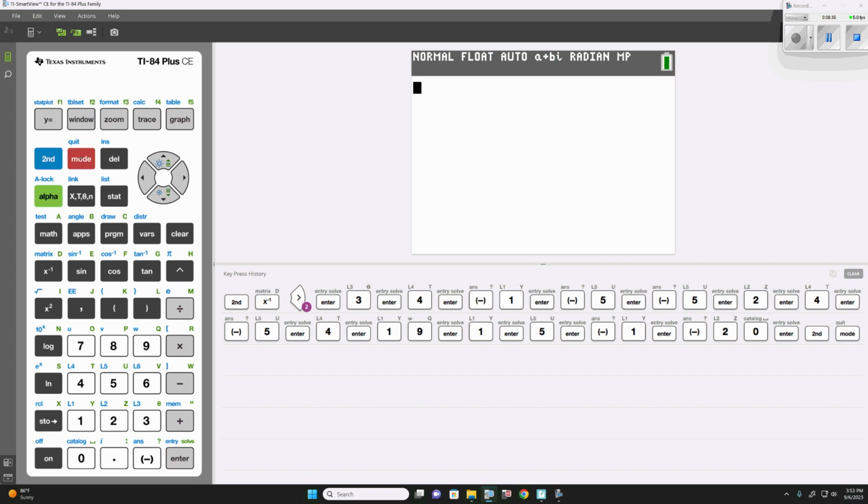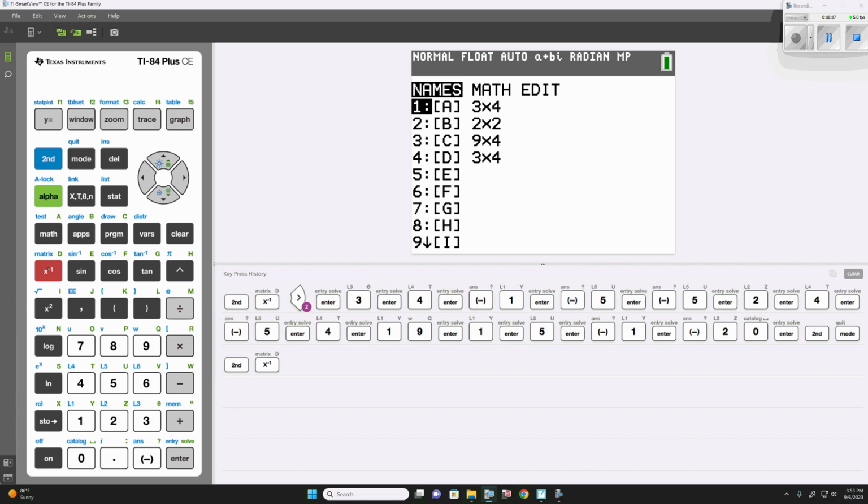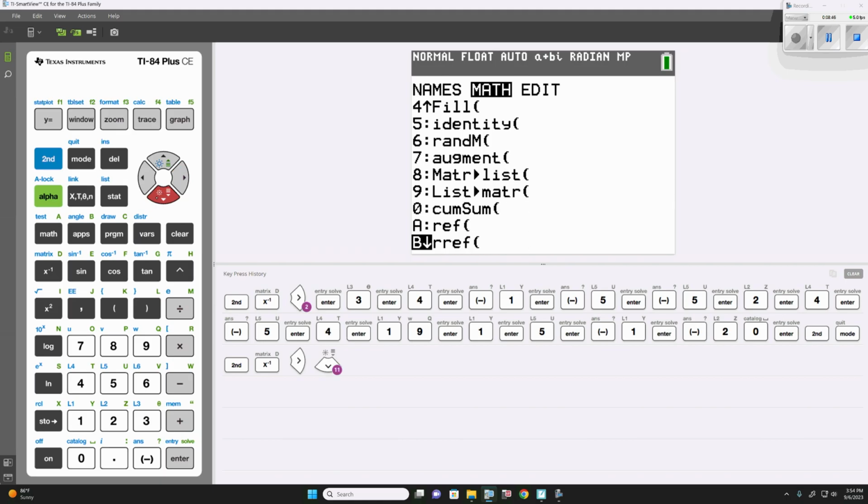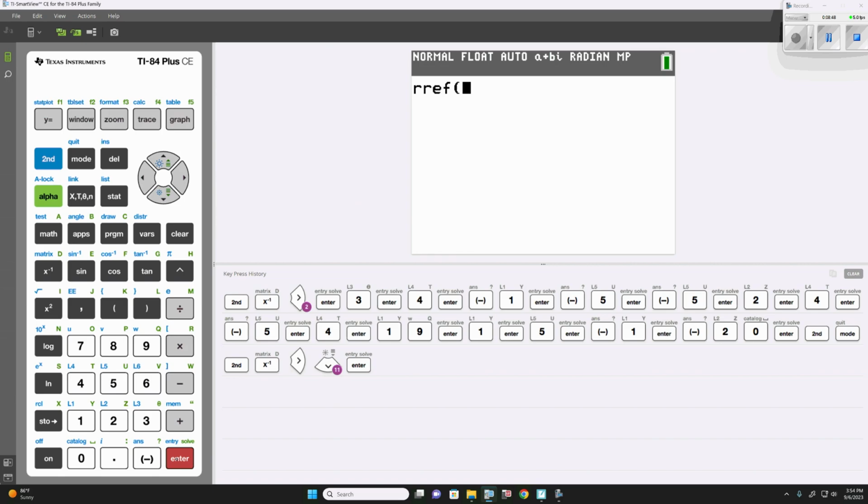The next thing we're going to do is second quit. And after we do that, we need our REF. So to get that, we'll go back to second matrix, go over to math, and we're going to go down to our REF. And lastly, we need to recall the matrix we plugged in. So we can say second matrix enter, since I plugged it into the first one, and enter one more time, and we get this here.